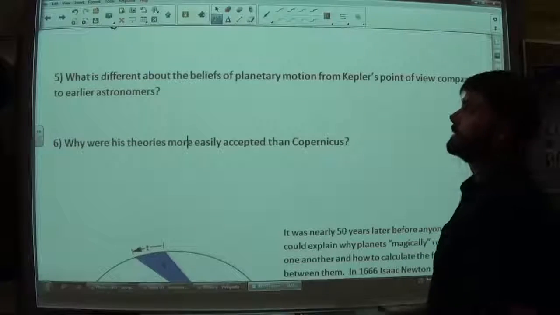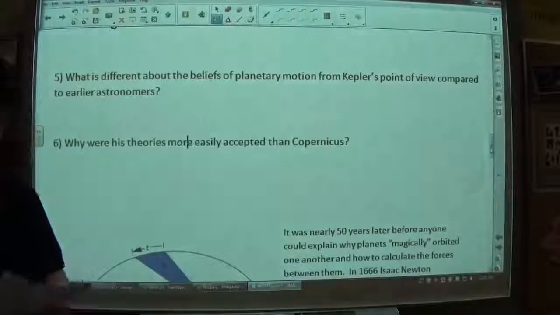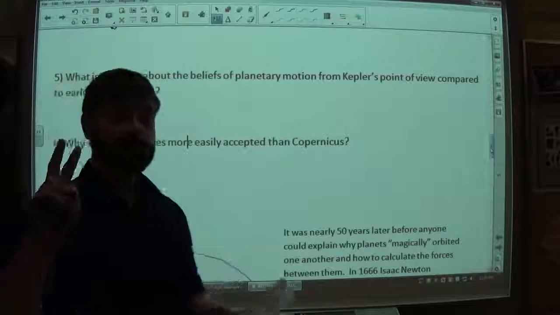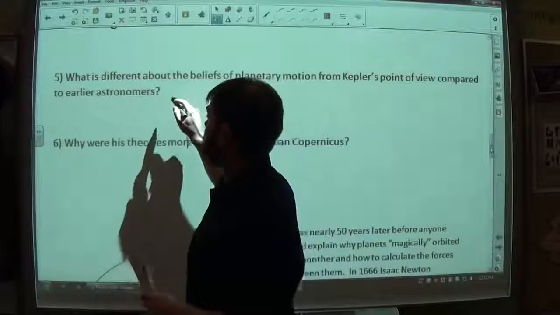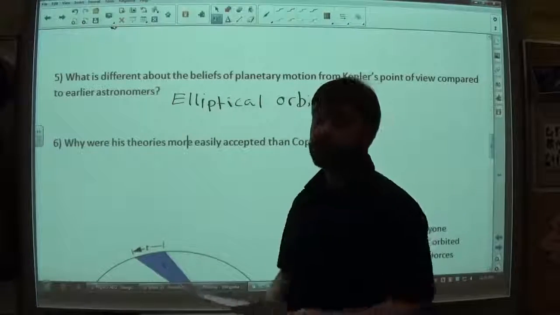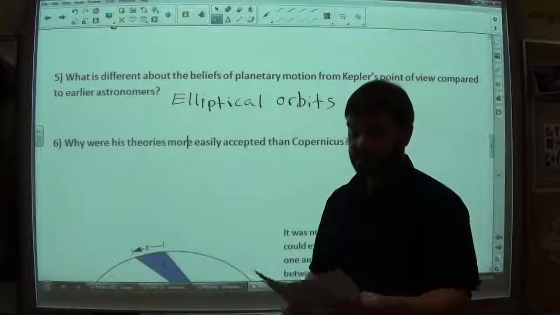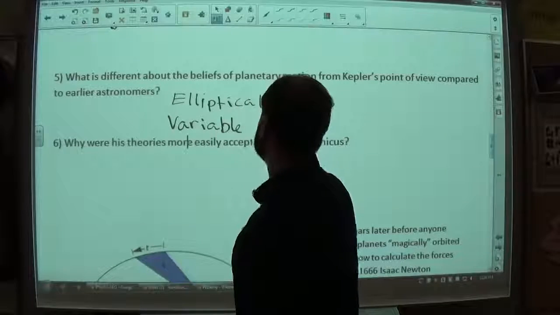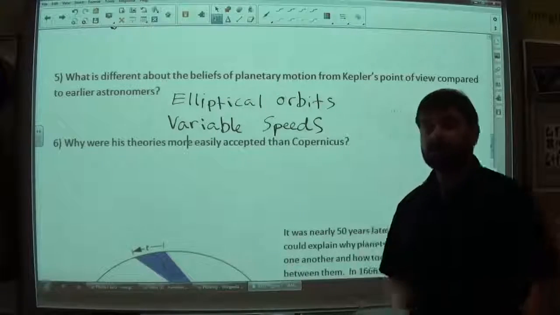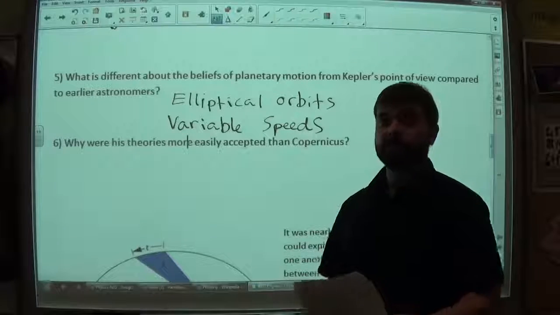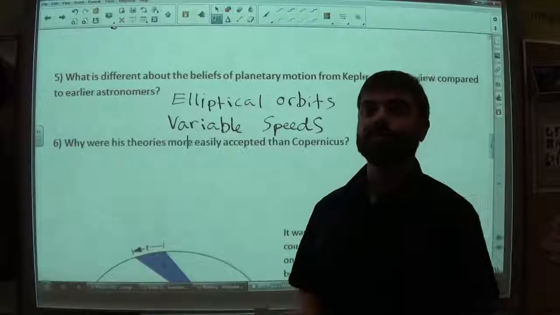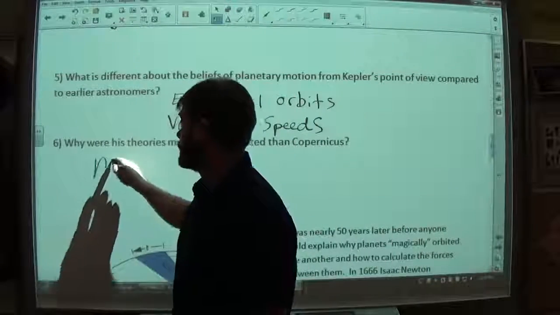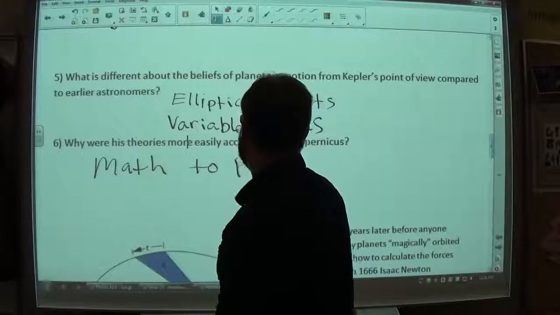So 5 and 6, what is the difference in the beliefs about planetary motion from Kepler's point of view compared to other early astronomers? Well, the 2 biggest things would be the elliptical orbits, and also, aside from elliptical orbits, came the variable speed, so the change in speed. Those were definitely new. And then the biggest thing also is, why were his ideas more easily accepted? Not everyone, not super easy, but more easily. Because he had the math to prove it. He could make predictions. He could tell people, look at this, watch this, and everything would work out.